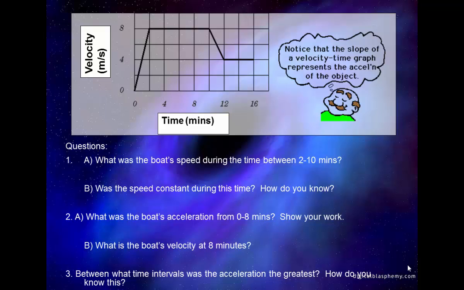Okay. So, answer some questions here. What was the boat's speed between minutes 2 and 8? All right, I need some new hands here. I keep seeing the same people. 8 meters per second. Was the speed constant during this time? Ellie? Yeah. How do you know? Because it's a straight line. Yeah, the line is flat.